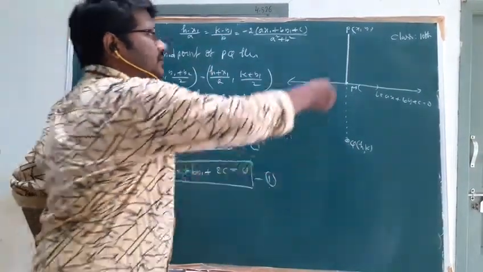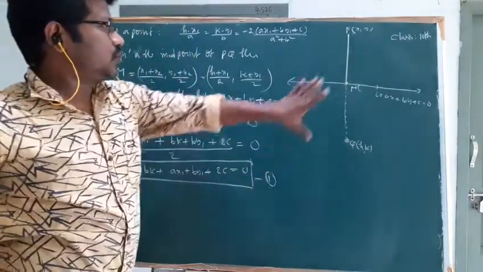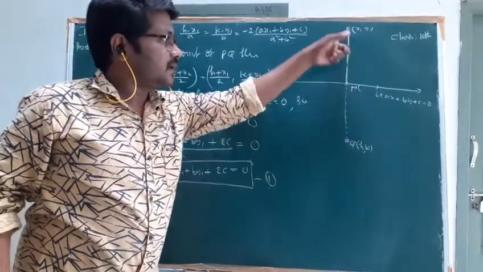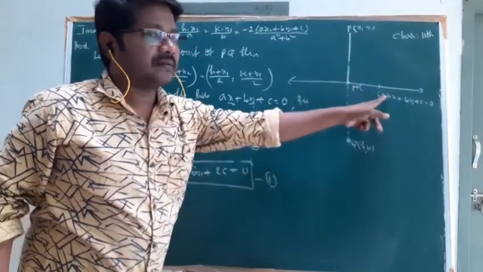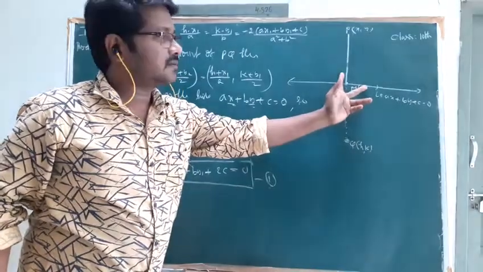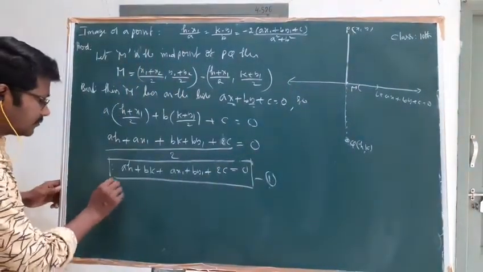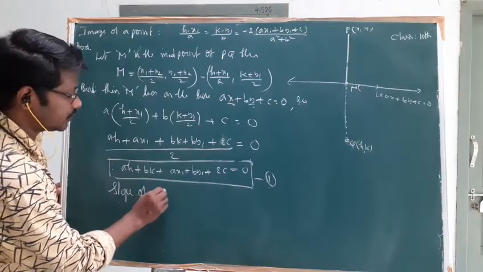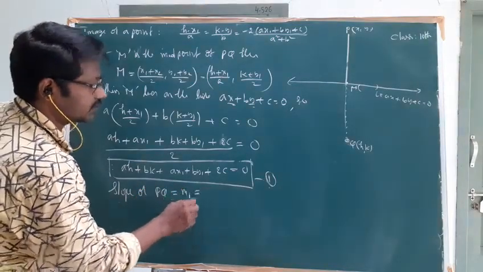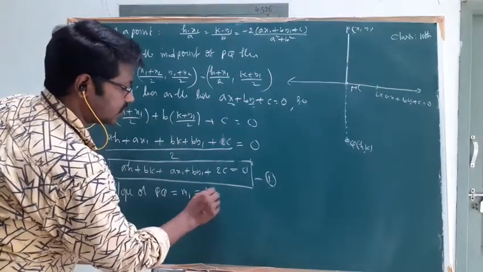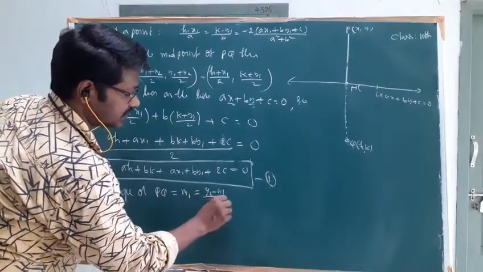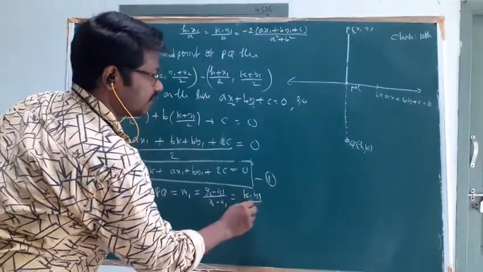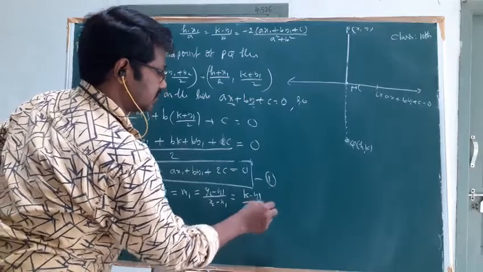Now we have to observe that this PQ is perpendicular to the line L. So the product of the slopes is -1. Slope of PQ is m1, using the formula (y2 - y1)/(x2 - x1), which is (k - y1)/(h - x1).